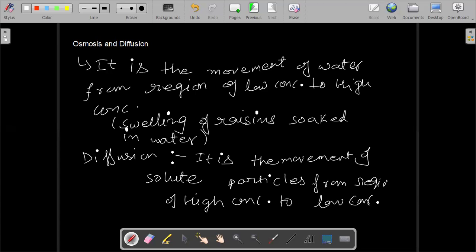Like you have the smell of an agarbatti in your room. That is an example of diffusion. Okay, the smell of perfume in your room is also an example of diffusion. Got it? Any other doubts?